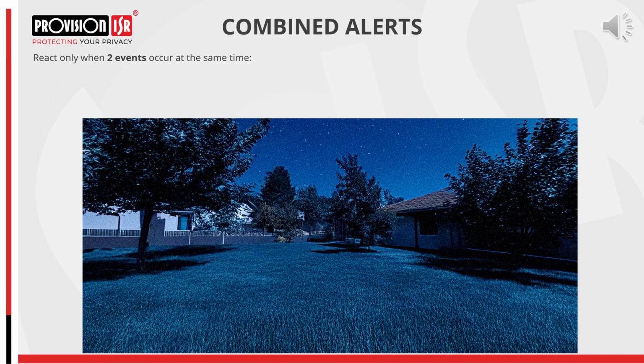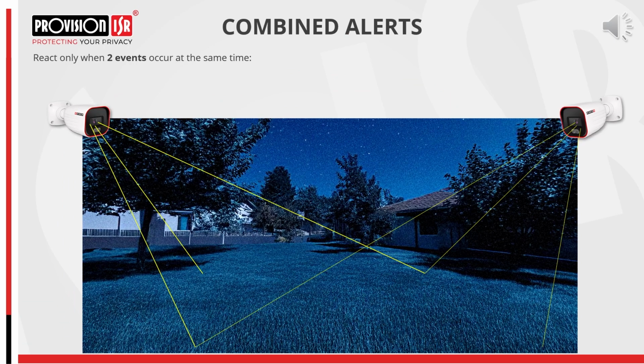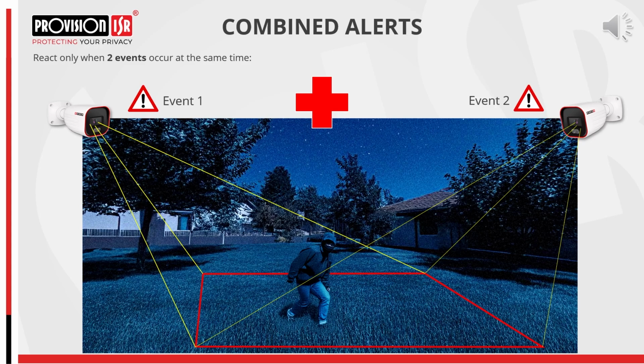Combined alerts is a unique NVR feature that allows reactions to be triggered only when multiple events occur simultaneously. In other words, a response is generated only if two detection events happen at the same time. For example, a reaction to human detection in a sterile area will be triggered only if two cameras detect a person in that same area simultaneously. This provides an effective double verification mechanism for the event.